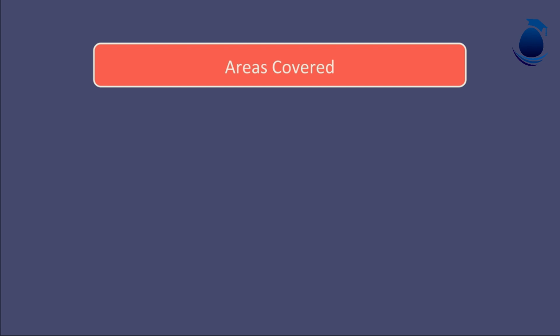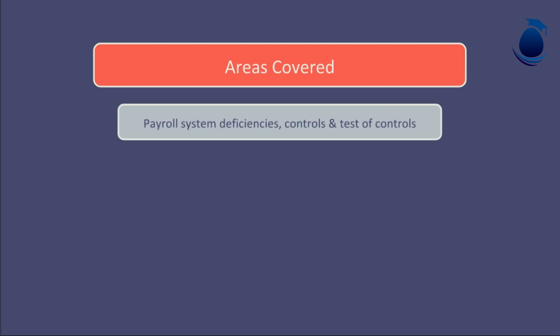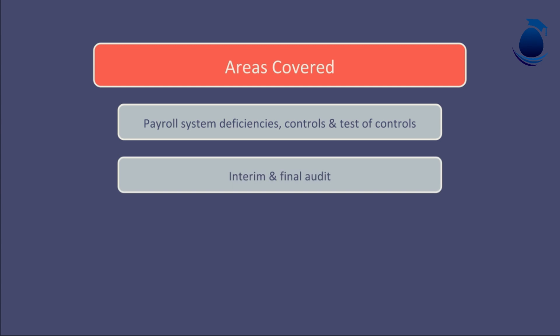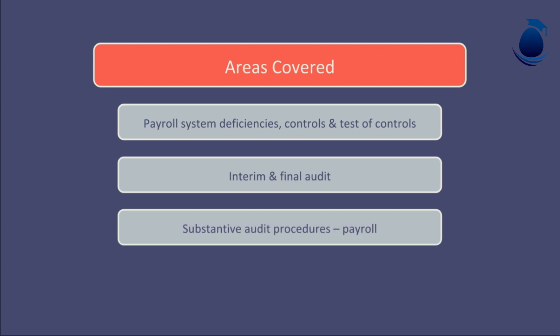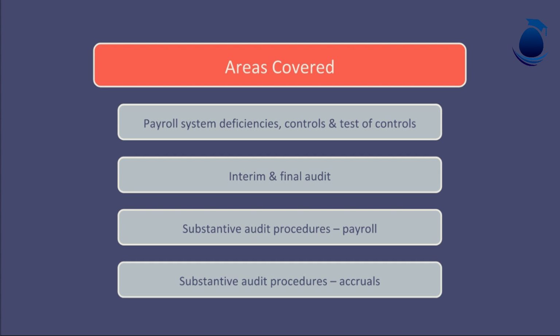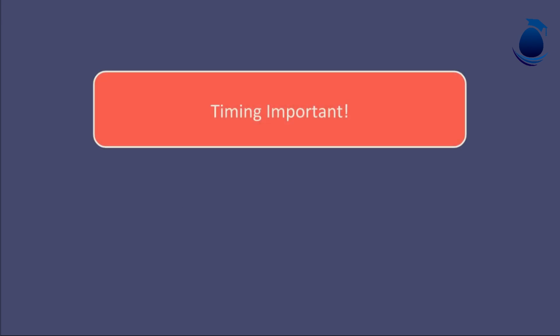Included are the following: the payroll system deficiencies, controls, and test of controls, interim and final audits, substantive audit procedures for the payroll balance, and substantive audit procedures for accruals. You must be careful with timing in this exam, especially with a question of this size and with the volume of information you must read through in the scenario.